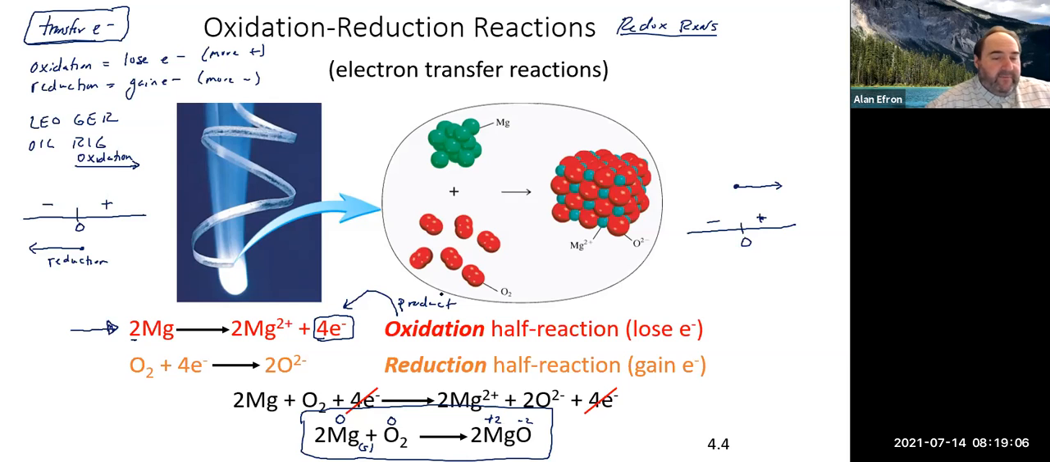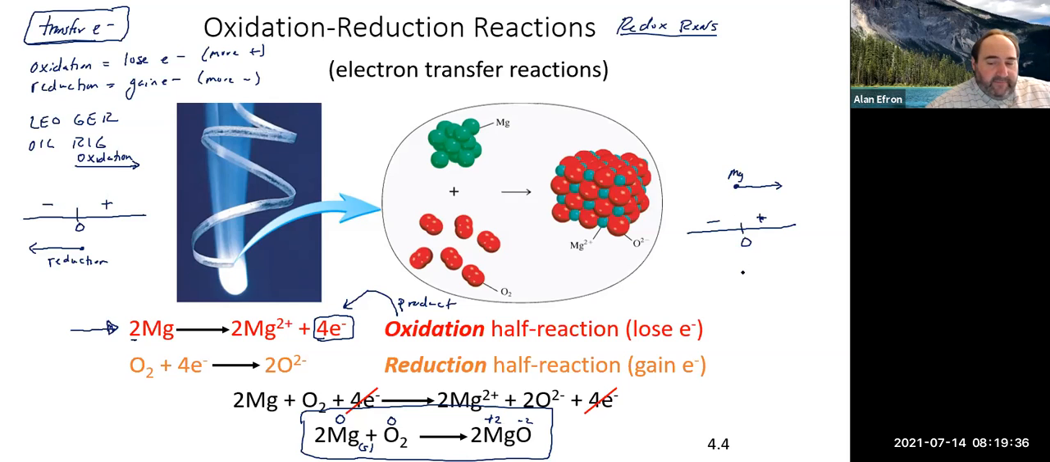Now, if we're able to determine that the magnesium here is the one being oxidized like we just did, by default the other species would have to be going through reduction, because oxidation and reduction always occur together. If something is going through oxidation, there should be something going through reduction at the same time. We could confirm that by also going to our number line for oxygen, like we did for magnesium.